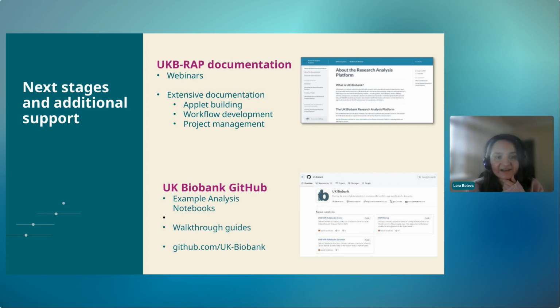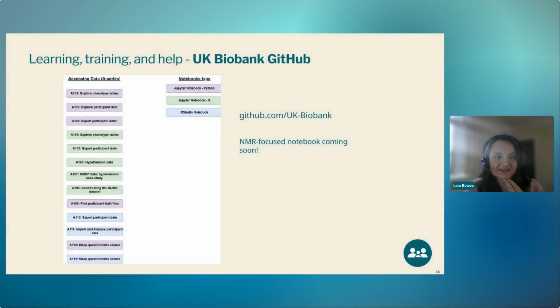And then finally, the UK Biobank data analyst team have our own GitHub space, and on there we host a lot of notebooks and walkthrough guides on how to access data in the RAP. I have an example of that here. We have a number of notebooks, both in Python and R, that guide you through things like accessing the phenotypic data, as well as slightly more specific applications, such as looking at the all-link dataset.